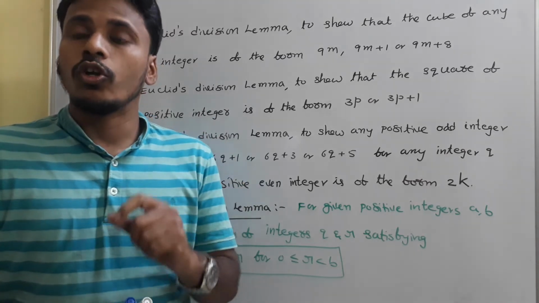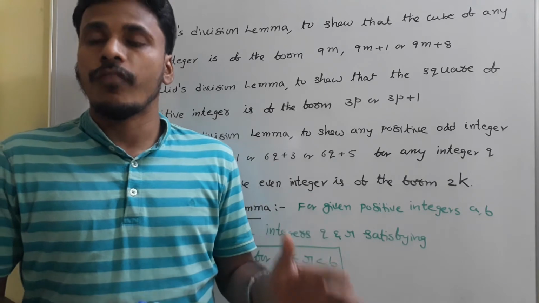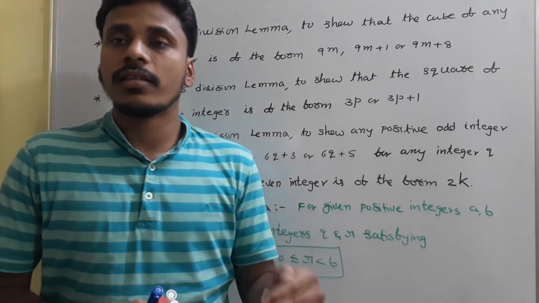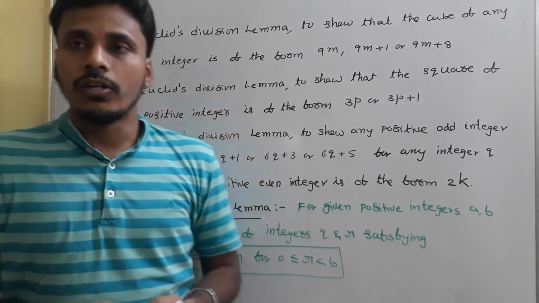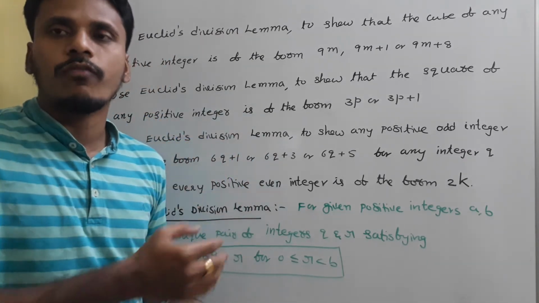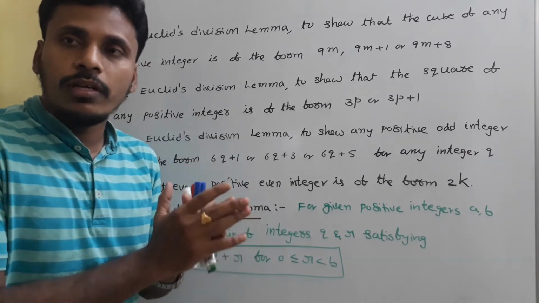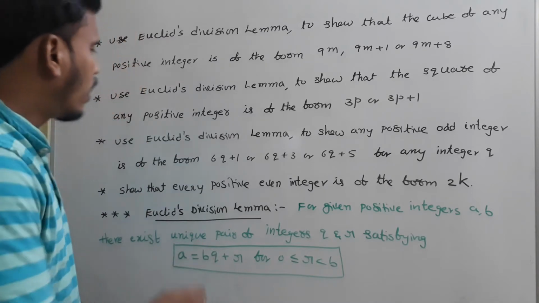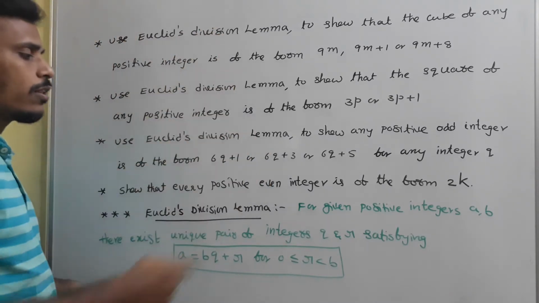We learnt about Euclid's division lemma, and from there, form of numbers. In this class we are going to discuss different problems related to Euclid's division lemma, and specifically they are based on form of numbers. The question itself mentions that we should use Euclid's division lemma to solve these problems.